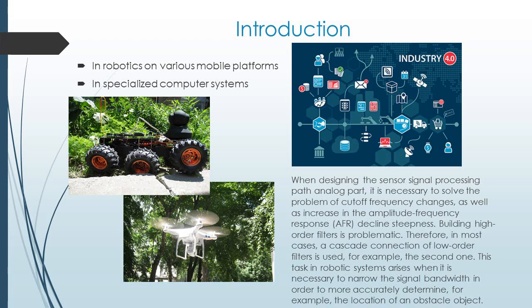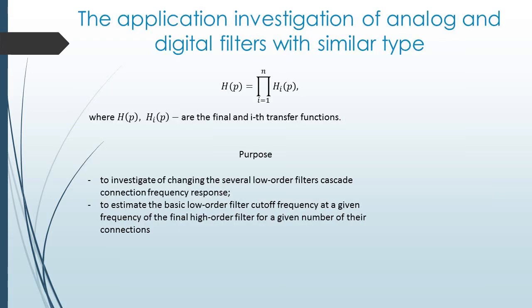This task in robotic systems arises when it's necessary to narrow the signal bandwidth in order to more accurately determine, for example, the location of an obstacle object. It's known that in a cascade connection, the transfer functions are multiplied. When multiplying the transfer functions, the amplitude frequency response shrinks, while the cutoff frequency shifts to the low frequency region and the characteristic decline steepness increases.